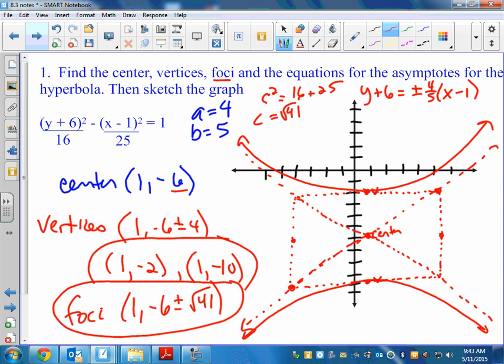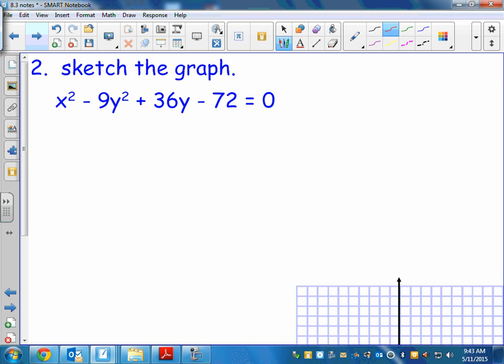Hyperbolas are my least favorite. In your book it says hyperbolas are the least known about. What does it say? That was really funny. The hyperbola is the least known conic section, yet it is used in astronomy, optics, and navigation. Probably the least known about because it's not so much fun to do. Okay, let's put it in standard form. Sketch the graph.